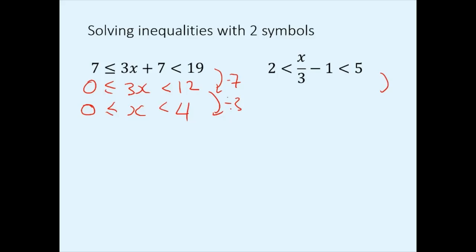This one, I'm going to start by adding 1. So I get 3 is less than x over 3 is less than 6. X over 3 means I'm going to have to times by 3 to cancel it out. 9 is less than x is less than 18.